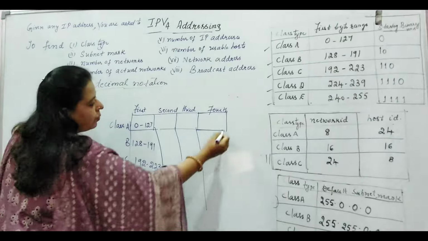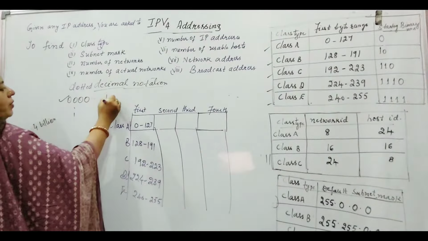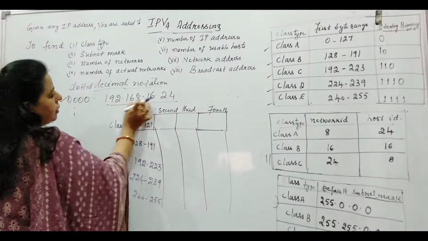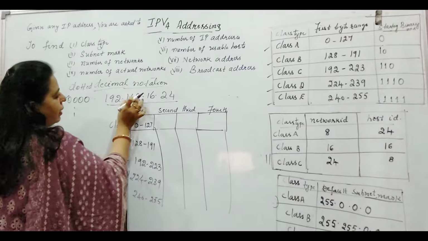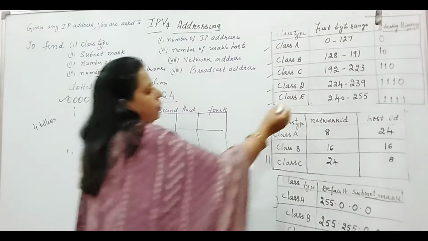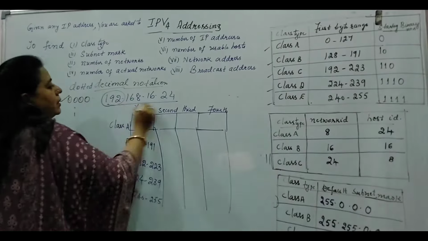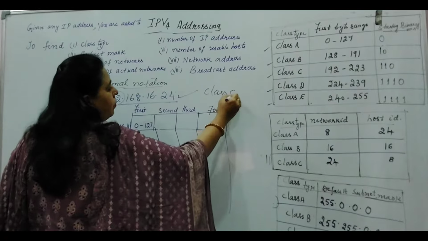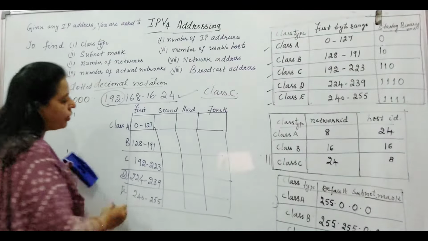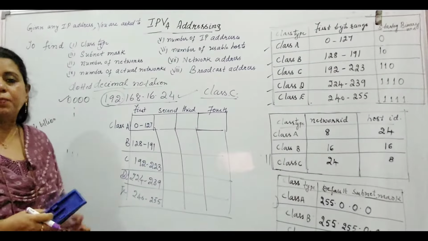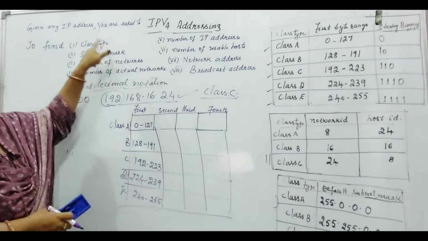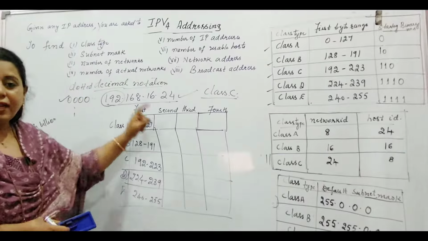Now, no need to worry about the second, third and fourth bytes. Suppose they give an address like 192.168.16.24, just 4 different decimal numbers, the values in each octet. What is the first byte number? 192. Look here, 192 lies in class C. So we can easily say this address belongs to class C. This way you just check the first byte number and find out which class the IP address belongs to. That's the reason I have written here: given an IP address, you are asked to find the class type.